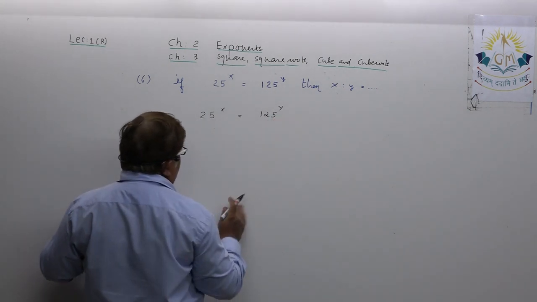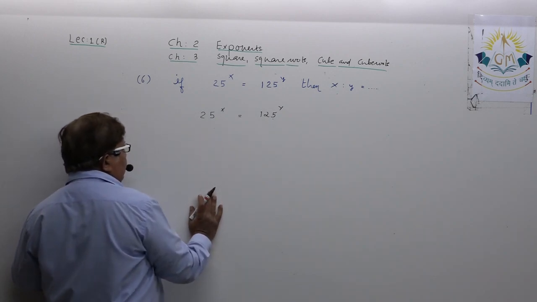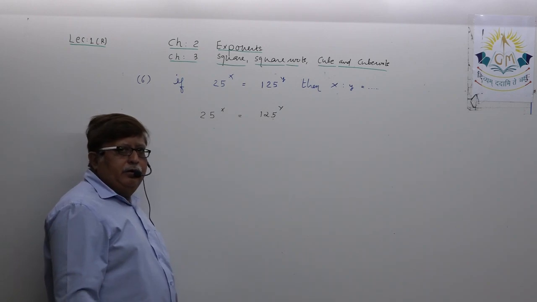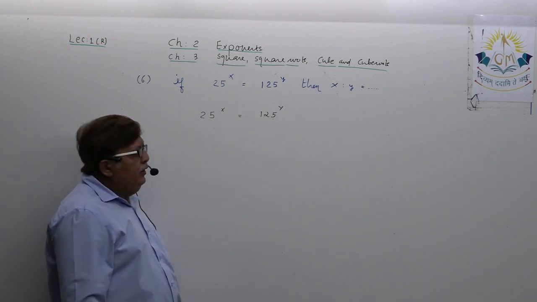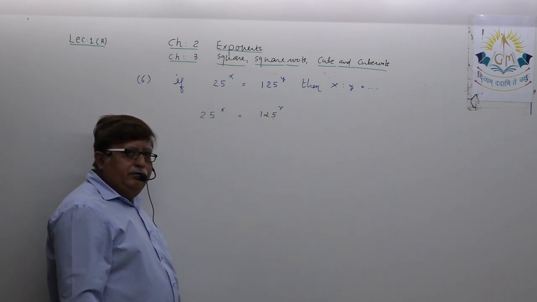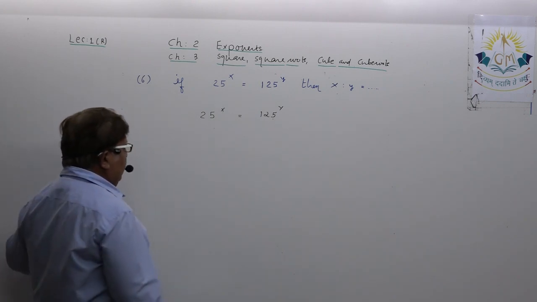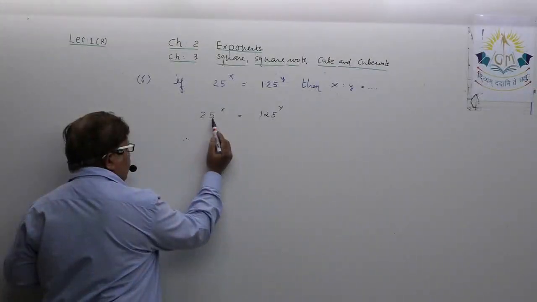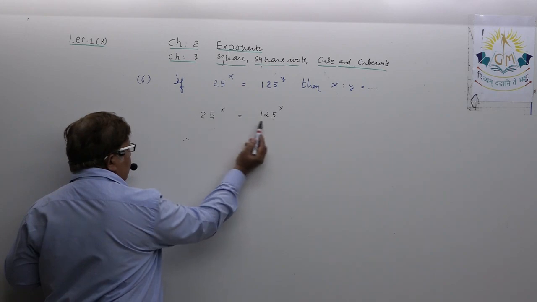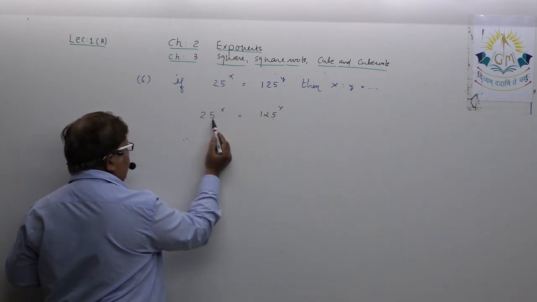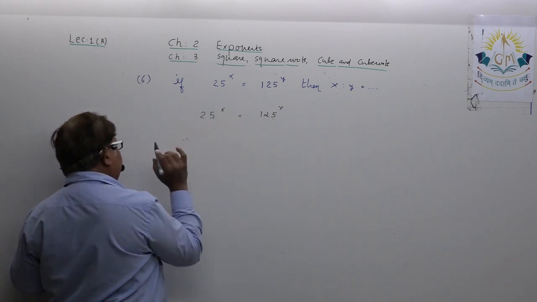125 raised to y. Now, dear student, you are targeting to find x is to y. That is your target. So the very first step is you have to express the number on both the sides of the expression in similar base.